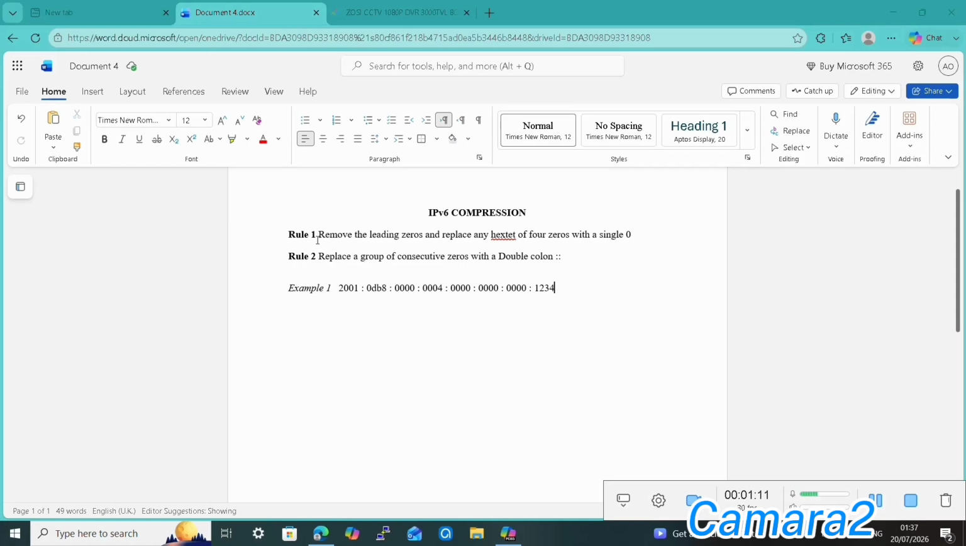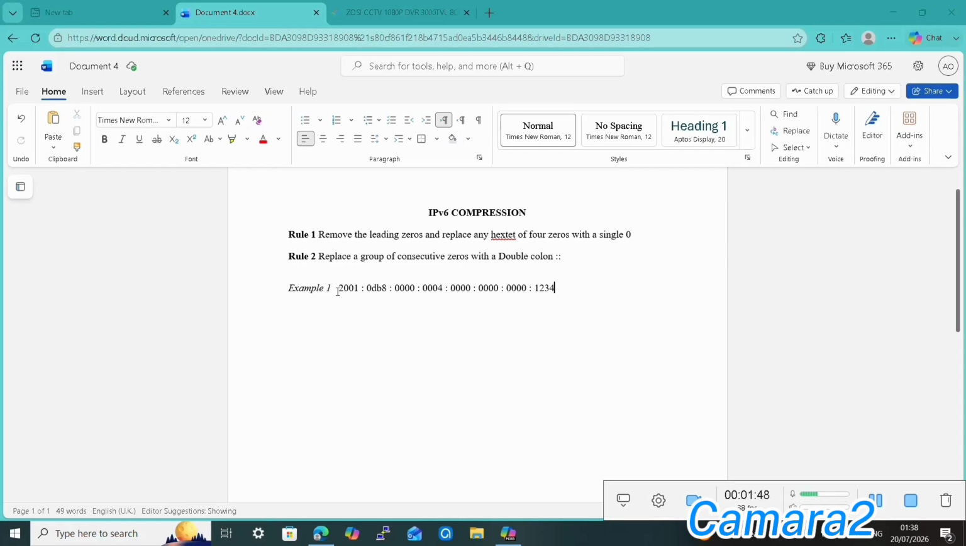Rule number 1 states that you remove the leading zeros and replace any hex state of 4 zeros with a single zero. Here it is saying we remove the leading zeros. When we say leading zeros, we mean the zero that comes before a particular number or letter. For instance, here you have 0db8. So this 0 is a leading 0. When shortening it, we will remove this 0, we'll ignore it.